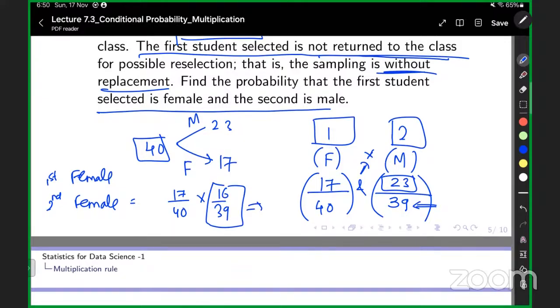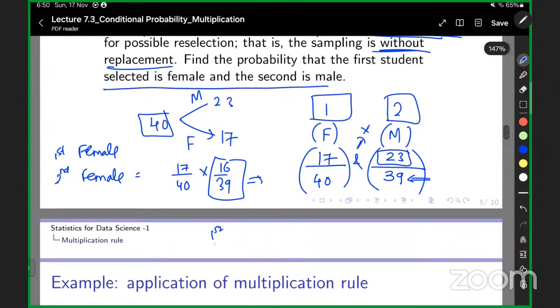Let's say we want to select first as male and second also male. Then how will you do it? 23 by 40 and then 22 by 39. So this is how you will figure it out. So this is what the multiplication rule is.